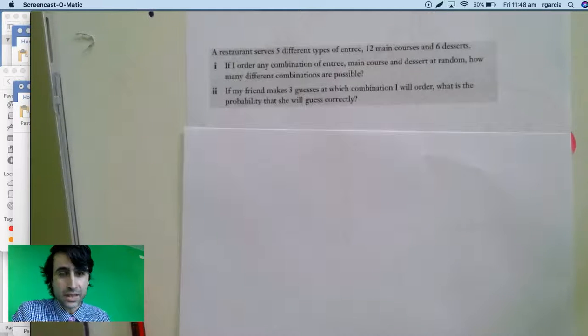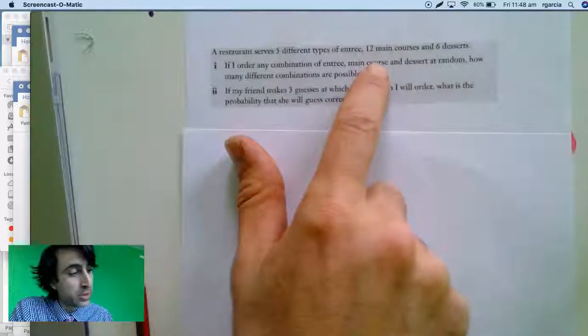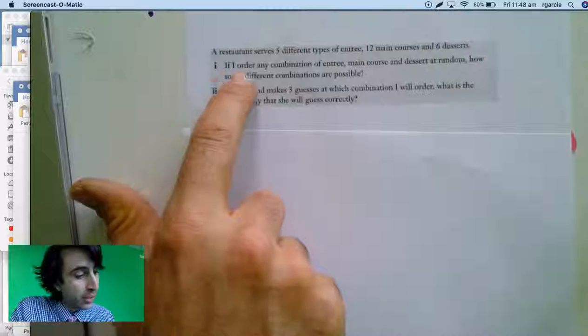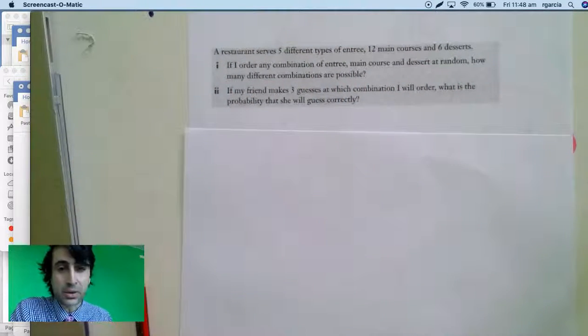Here's another question. Pause it and have a go at this yourself. I'm pretty sure that you can do it. Okay. So a restaurant serves 5 different types of entree, 12 main courses, and 6 desserts. If I order any combination of entree, main course, and dessert at random, how many different combinations are possible?